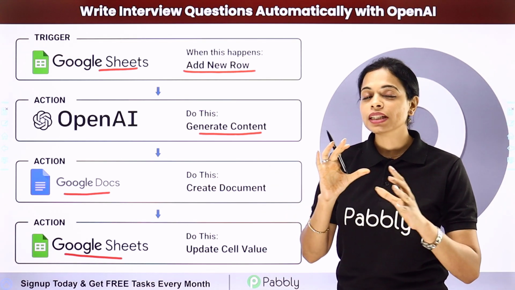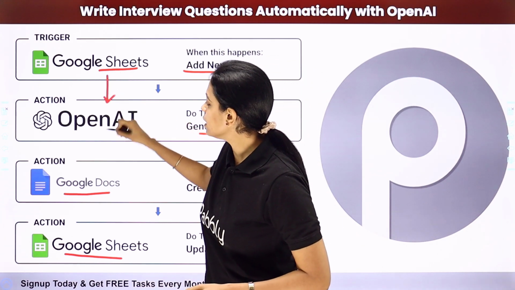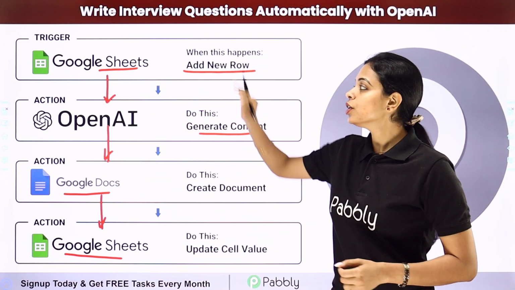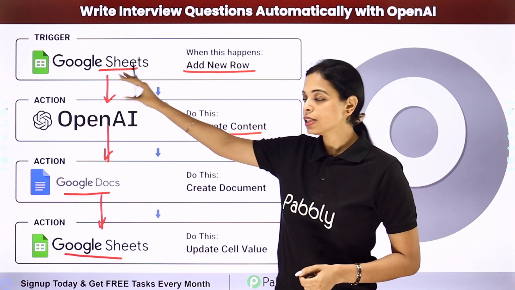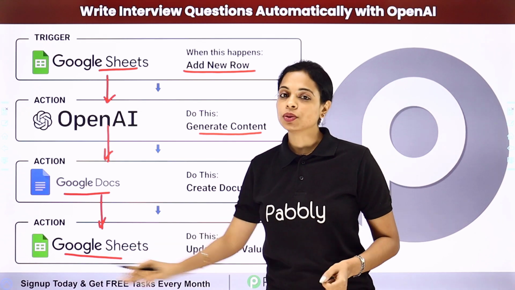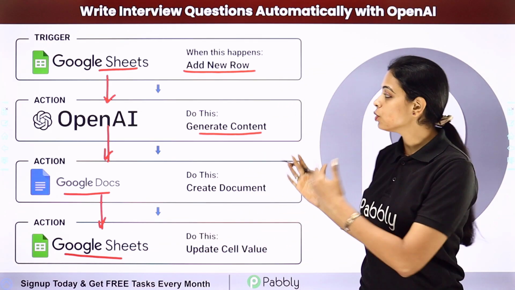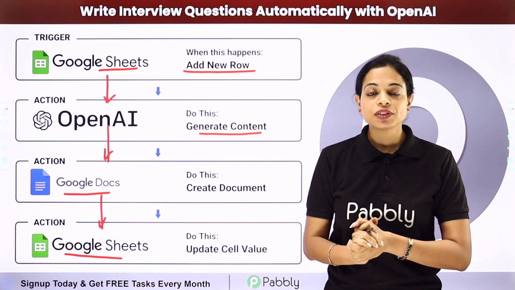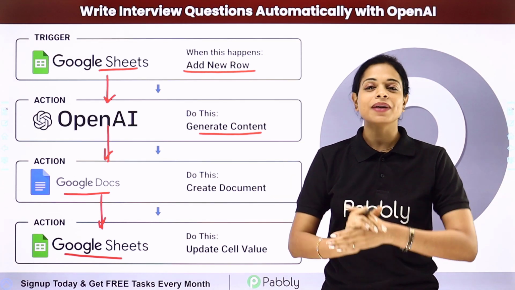For this, you will have to set up some integration between these applications, and the same thing can be done using Pabbly Connect software. Here, your trigger application would be Google Sheet. Then your action applications would be OpenAI, Google Document and Google Sheet. Now, how can you automate this entire process and actually do this yourself? To understand that, let me take you to my screen.